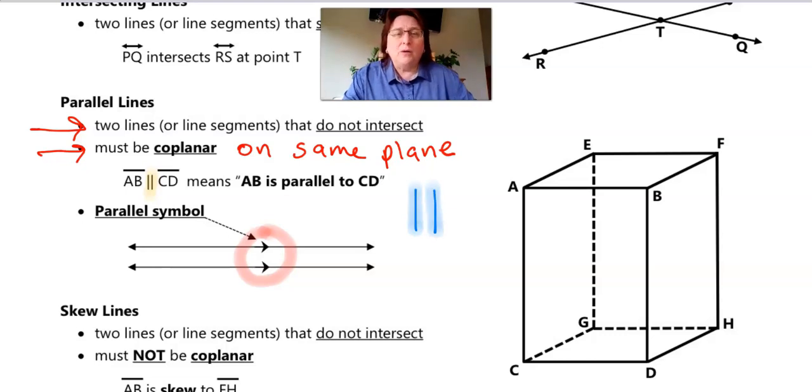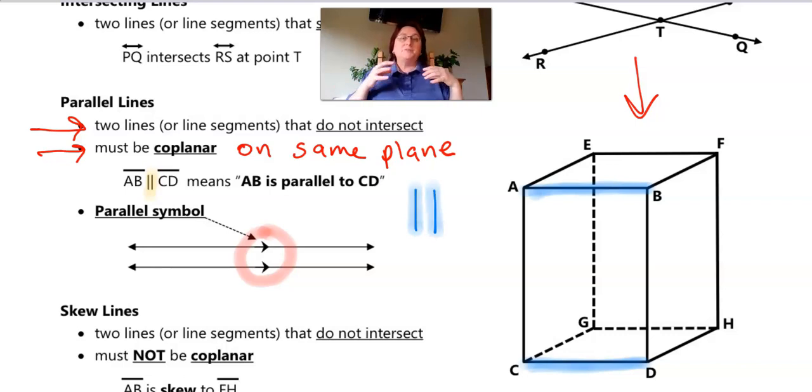Now I want you to look at this box over here, and I'm going to highlight some parallel lines. We'll be identifying these in the assignment. Line segment AB, which is right up here, is parallel to line segment CD, which is right here. On this particular box, or rectangular prism, both of those lines are on the front side, and that front side represents a plane.